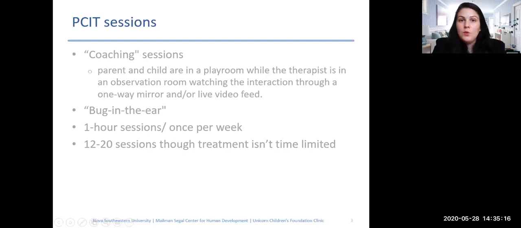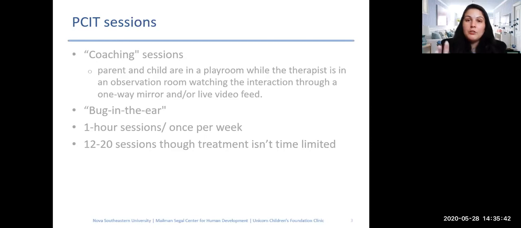So PCIT, what does that actually look like? What are those sessions like? We have coaching sessions, right, where you have a parent and a child in the playroom. And what you're going to need for this is a room that allows for the therapist to be able to look in, but the child cannot see the therapist. So we're hoping you have maybe a two-way mirror in order to engage in these sessions.